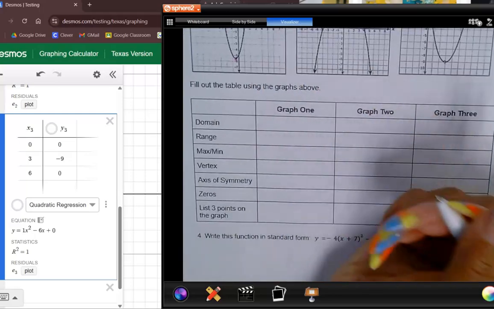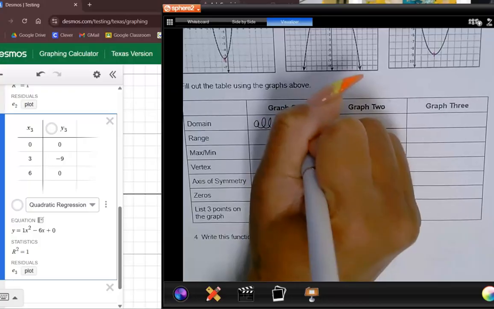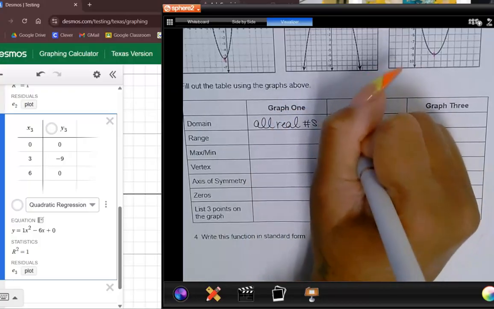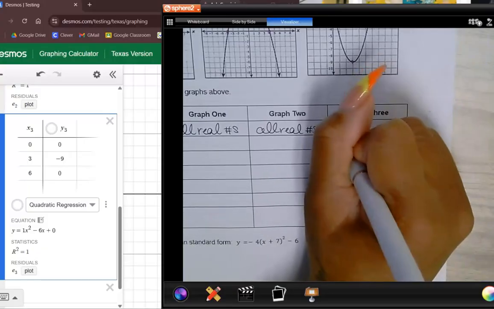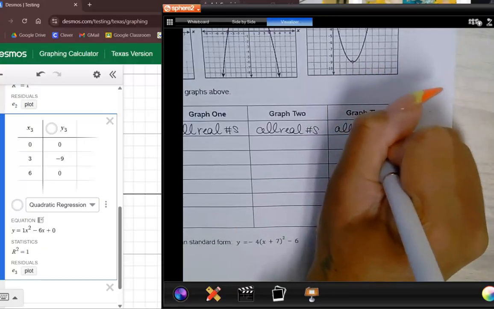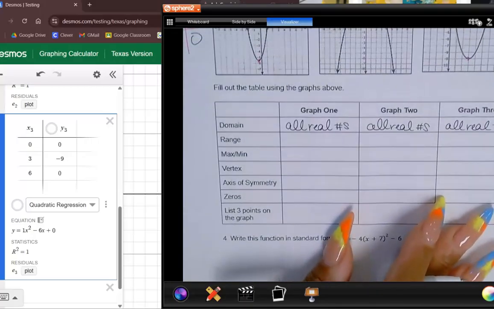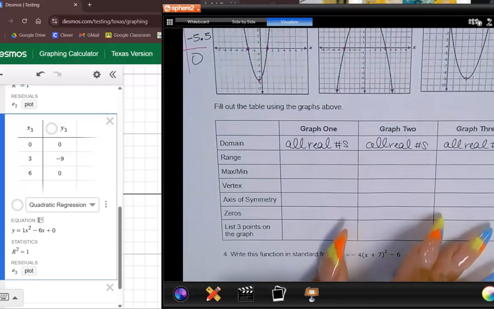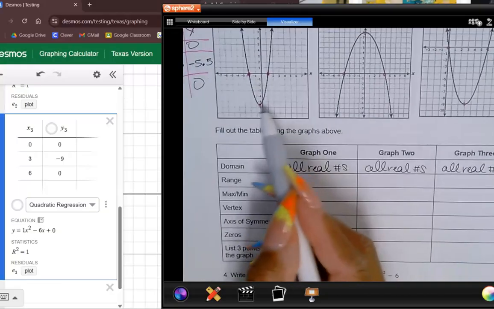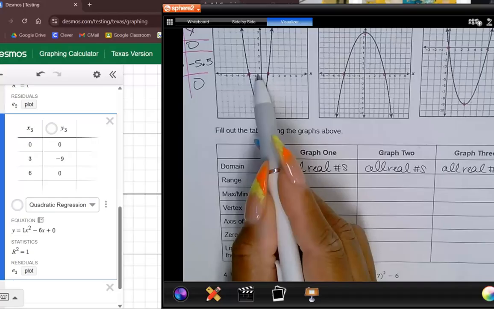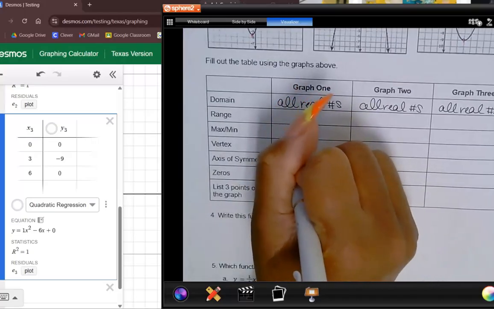For the domain, as long as there are no endpoints, the domain is all real numbers for all 3 of them. All real numbers and all real numbers. And then the range is contingent upon the vertex. So the vertex I'm going to skip to, and this would be about -1/2 and -5.5.